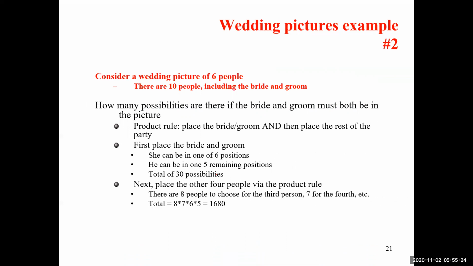For the rest of the 4 positions, for the first of them we have 8 people, because the bride and groom have occupied the first 2 positions. So out of 10, 8 people are remaining. So 8 people can be chosen for the third position, 7 for the fourth, 6 for the fifth, and 5 for the sixth position. There are 1680 ways, and multiplying with 30, we get 50,400 possibilities where both bride and groom are present in the picture.